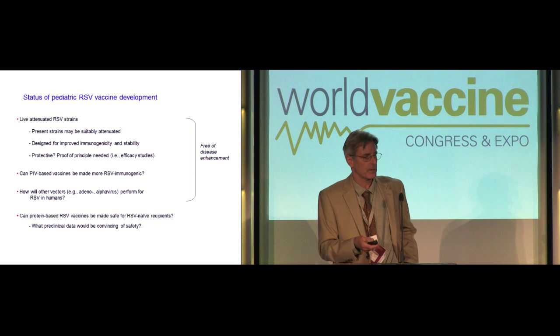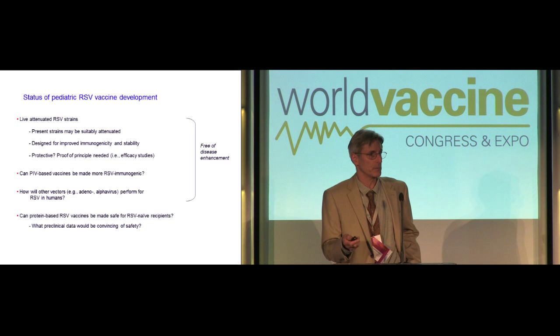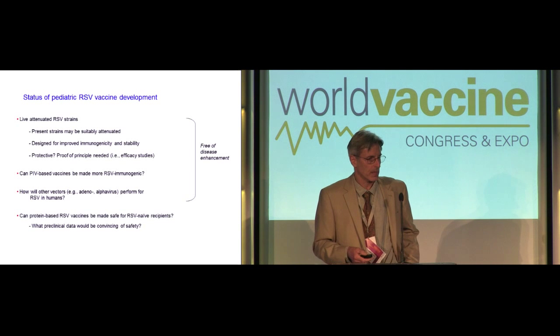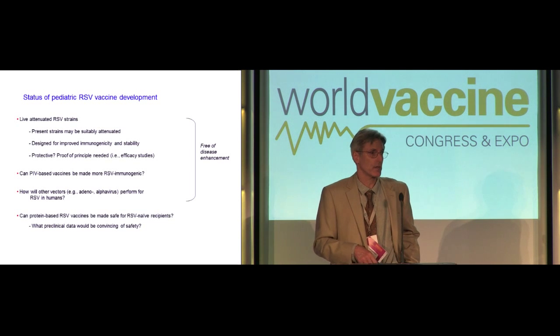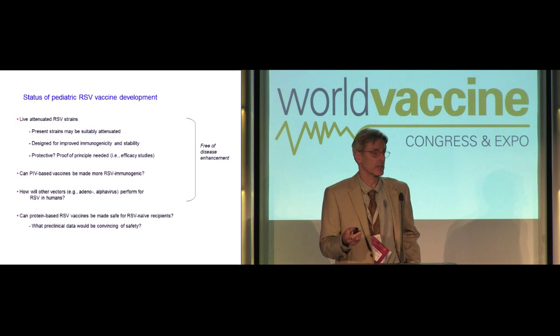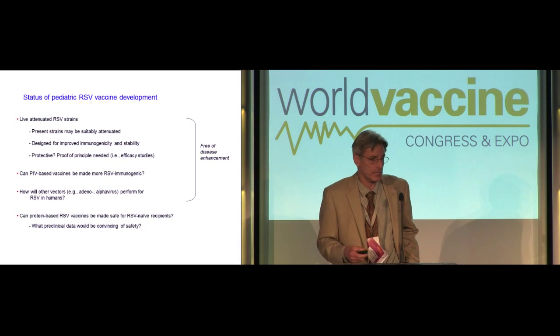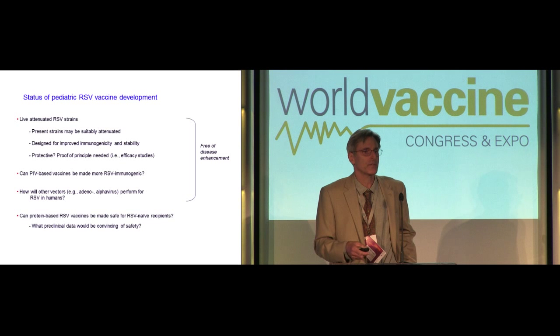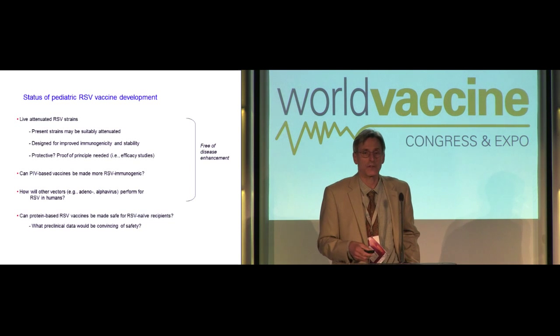We also have the PIV vectored vaccines, which have been in the clinic, but which we think we need to improve the RSV immune response. And then there's the questions of the other vectors, the adeno and the alpha virus vectors, how will they perform in humans? That needs to be determined. But all of these have the advantage of being free of disease enhancement. In contrast with protein-based vaccines, it's not clear if these will be safe in RSV-naive recipients.